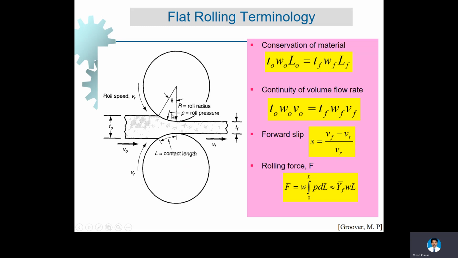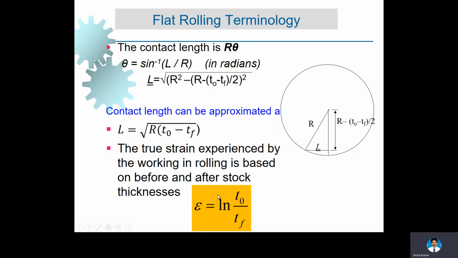So rolling force, how much force is applied here? Rolling force is stress times area. The stress is the flow stress YF, times area, which is W times L. This is how we calculate the rolling force. Now the contact angle: if you take the angle theta here, L is the contact length, we can approximate it to contact length L. R is the radius.